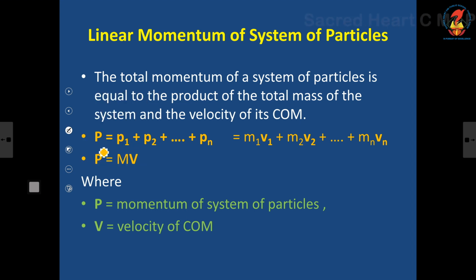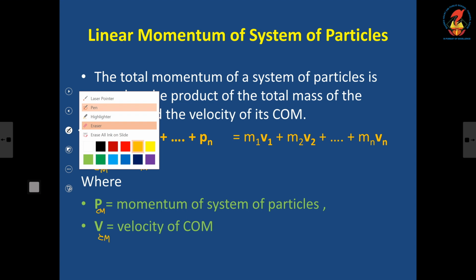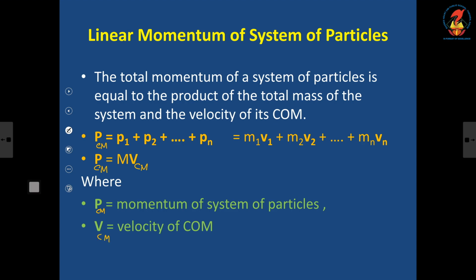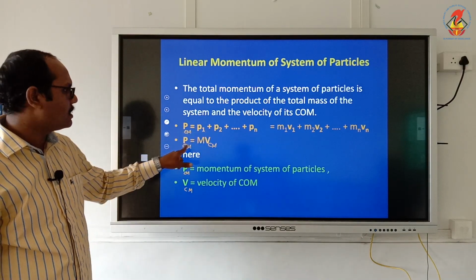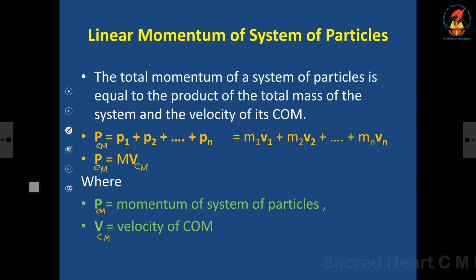What is this P? This P is nothing but PCM, center of mass. This is also Cm, center of mass. So total mass into velocity of the center of mass. Here I am just writing the subscript as Cm to make you understand that both of them are the center of mass itself. So PCM is equal to m into VCM, where this is the momentum of the system of particles and VCM is the velocity of the center of mass. Okay.